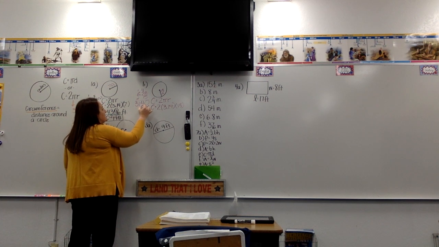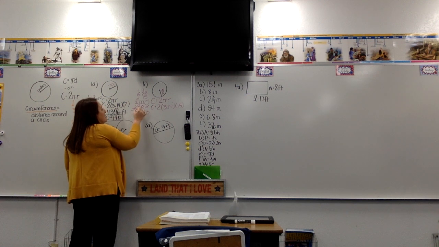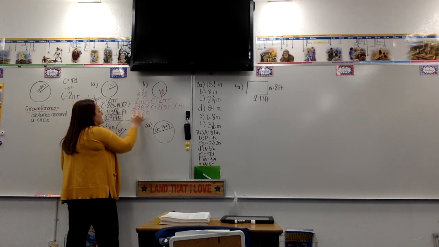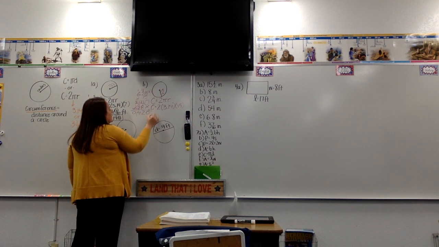1 times 8 is 8. 1 times 2 is 2. 1 times 6 is 6. 0. 4 plus 8 is 12. Carry my 1. 1 plus 1 is 2 plus 2 is 4. And 3 plus 6 is 9. Okay. Don't forget my decimal.